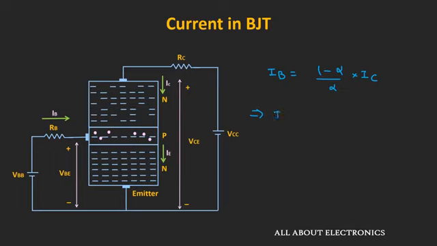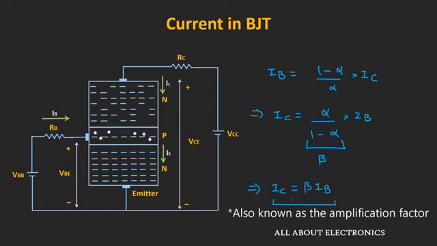Or we can say that the collector current IC is equal to alpha divided by (1 minus alpha) times base current. And let's say this is equal to beta. That means the collector current IC is equal to beta times IB. So this beta is known as the current gain of the BJT. And typically the value of beta varies from 50 to 400 for different transistors.